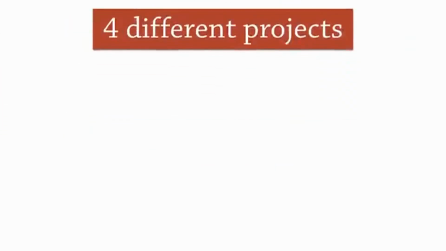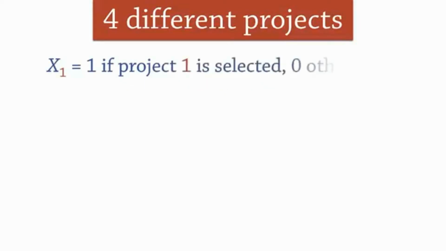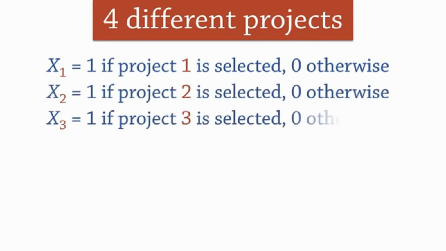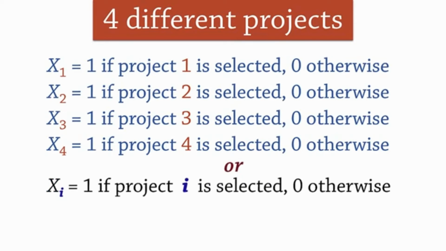For example, suppose we have 4 different projects to consider. We can either select a project or not select it. So for the first project, we can define the decision variables as follows: x1 equals 1 if project 1 is selected and 0 if not selected. We do the same for projects 2, 3, and 4 by defining x2, x3, and x4. Or we can simply write xi equals 1 if project i is selected and 0 if not selected, where i equals 1, 2, 3, and 4.